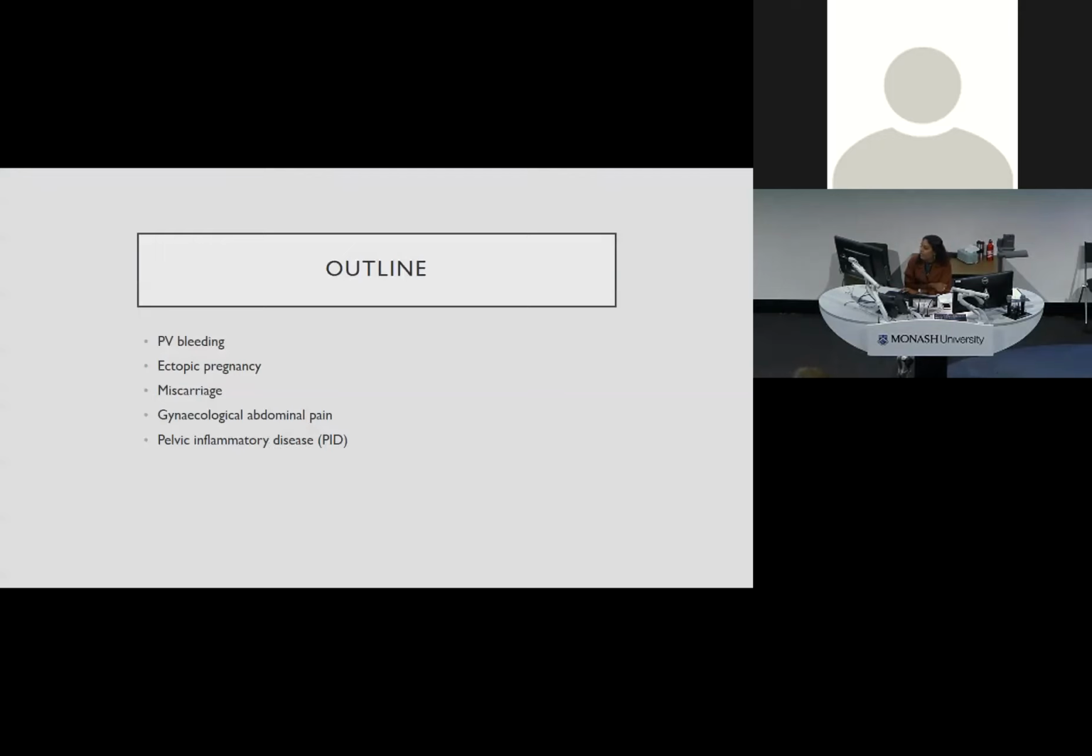So this is what we'll quickly go through. I'll start with the case of PV bleeding and just a few important things to consider if it comes up in an OSCE in terms of history, examination, investigations. I'll then spend a bit more time on ectopic pregnancies, miscarriages, and also PID. Given fourth year presentations, if you've got an OSCE and it's abdo pain, there are also some gynae differentials to consider as well. So we'll briefly touch on that.